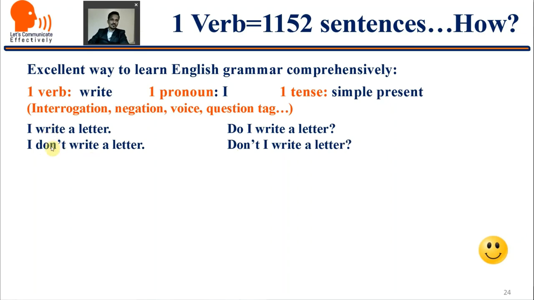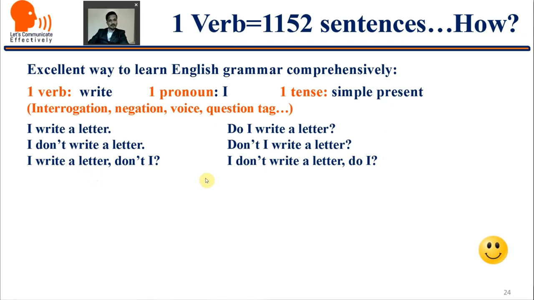Moving ahead, I do not write a letter. Now I have made the negation of this assertive sentence. I do not write a letter. Again, I have made interrogation of that negation: Don't I write a letter? Next, I write a letter, don't I? Question tag. Right, we focus to emphasize. I write a letter, don't I? I do not write a letter, do I?